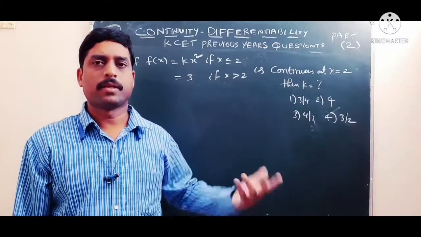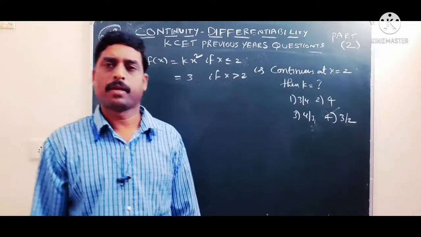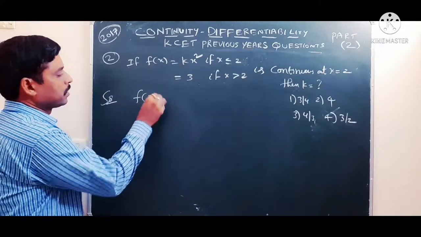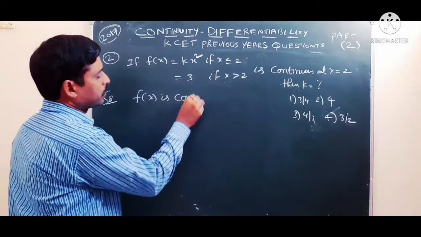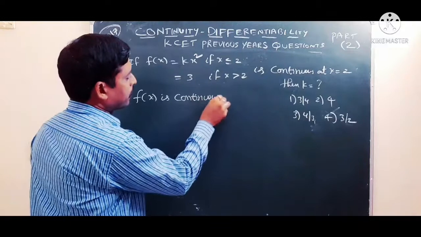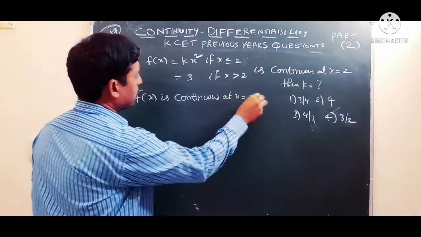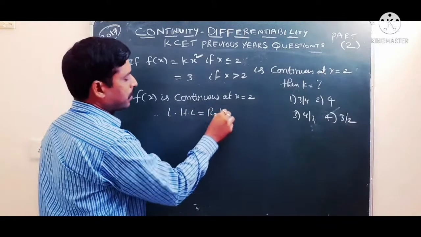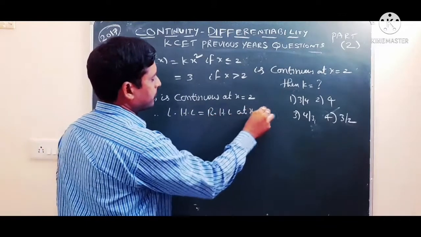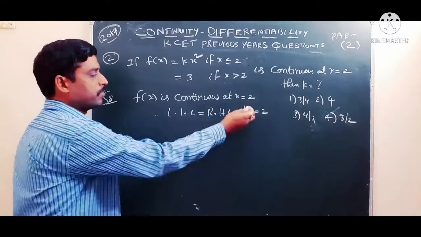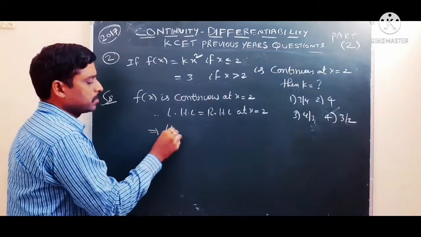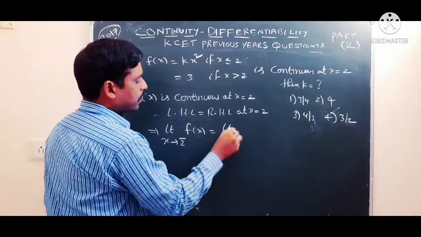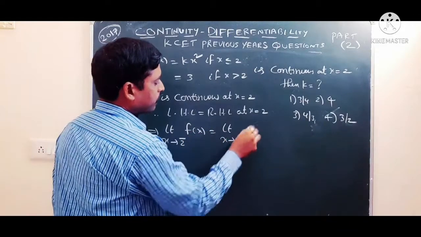Where f of x is continuous at x is equal to 2. So for f of x continuous at x is equal to 2, first we apply the definition. The formula is left hand limit is equal to right hand limit at x is equal to 2. So at x is equal to 2, the left hand limit is the limit as x tends to 2 minus of f of x. On the right side, the right hand limit is the limit as x tends to 2 plus of f of x.